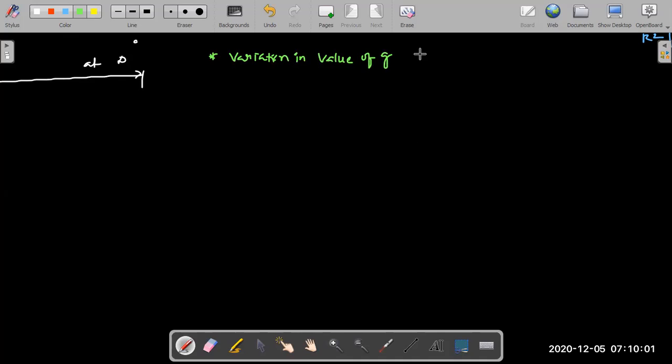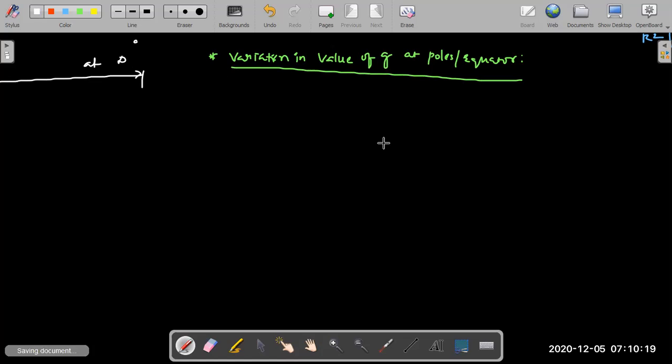due to irregularities in Earth, or else let's say at poles and equator. Understood. Now, though we are considering in our calculation that Earth is a solid sphere, in reality, it is not a perfect solid sphere. Understood. So I'm exaggerating the given situation, but it is some kind of oval.